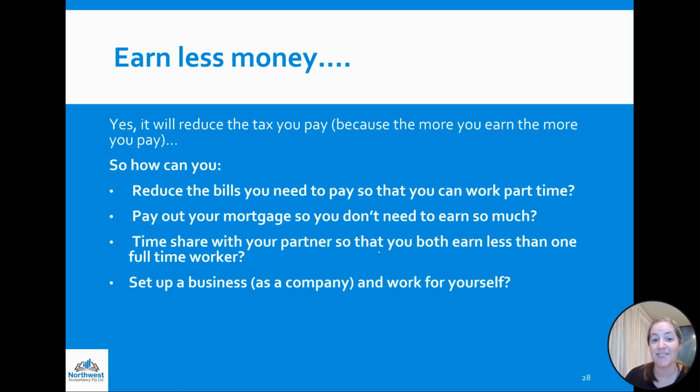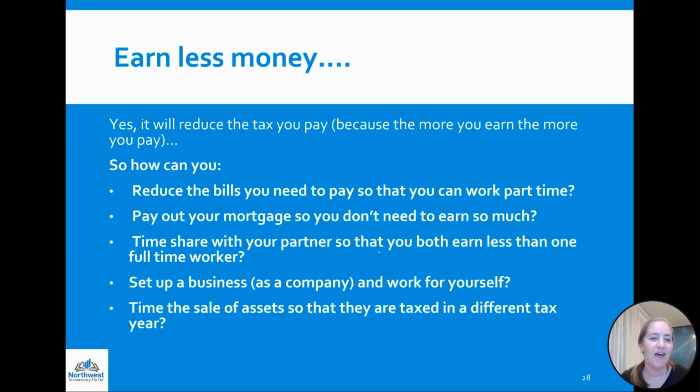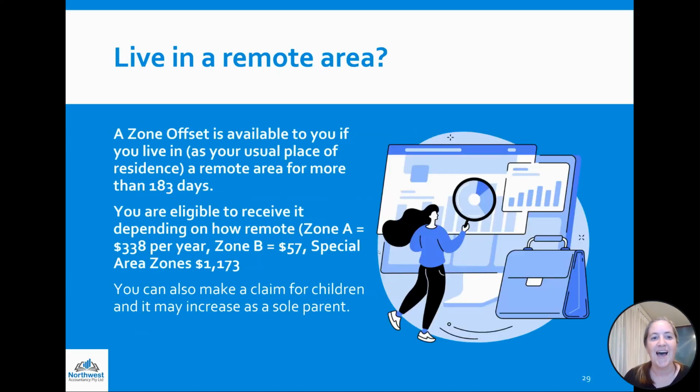How can you set up a business as a company, for example, and work for yourself so you've got control over how much you're paying for yourself? And how can you time the sale of your assets so they're taxed in a different tax year where you might be earning less than you are now? So lots of different ways. As I do say, the more you earn, the more tax you pay. So the less you earn, the less tax you pay. And it is a way to minimize your taxes, with some timing issues.